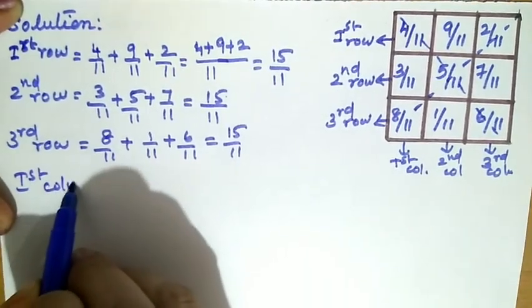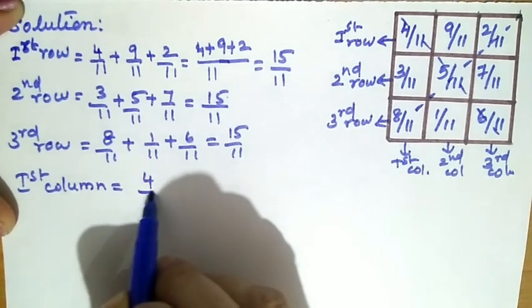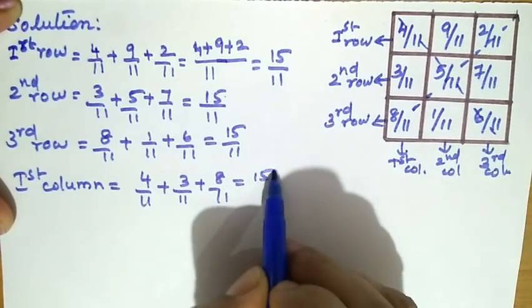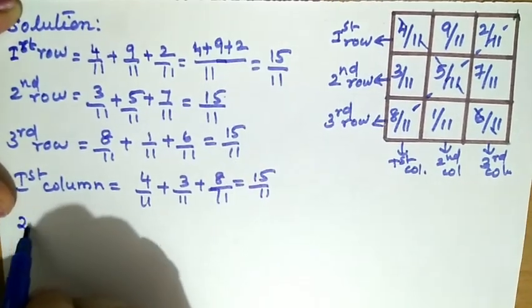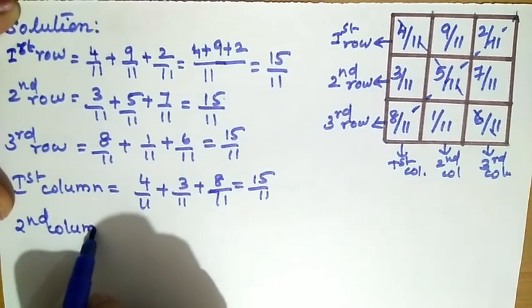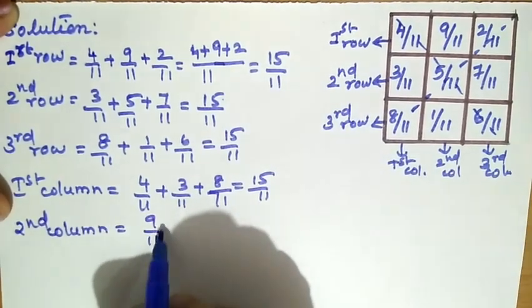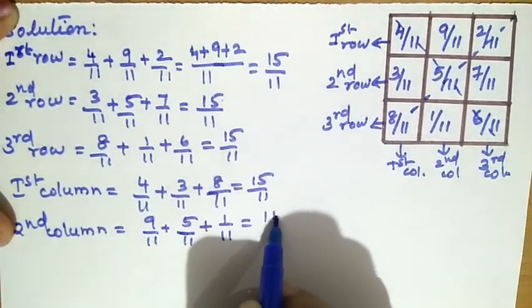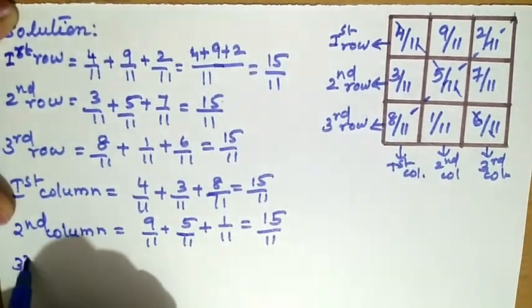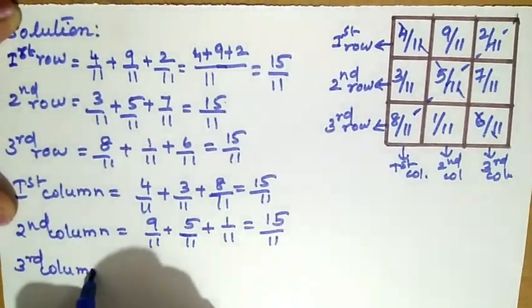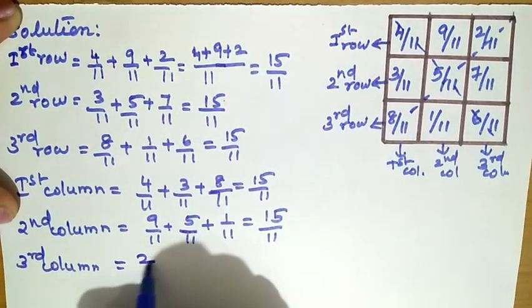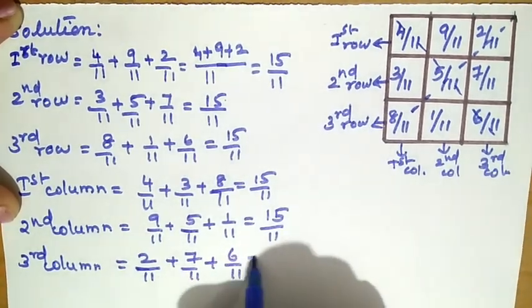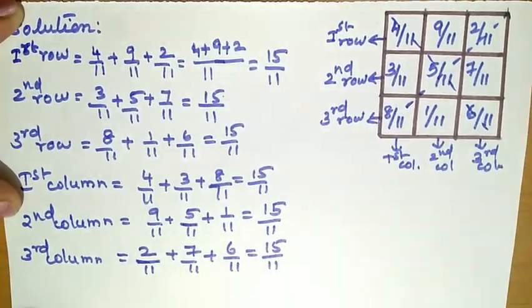Similarly, first column: 4 by 11, 3 by 11, 8 by 11. Again 15 by 11. Second column: 9 by 11, 5 by 11 plus 1 by 11 equals 15 by 11. Third column: 2 by 11 plus 7 by 11 plus 6 by 11. If you add, we get 15 by 11.